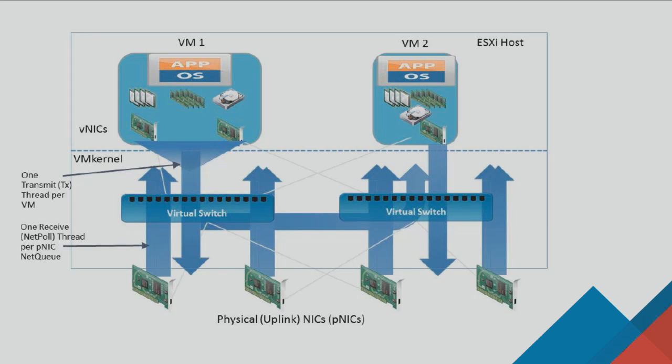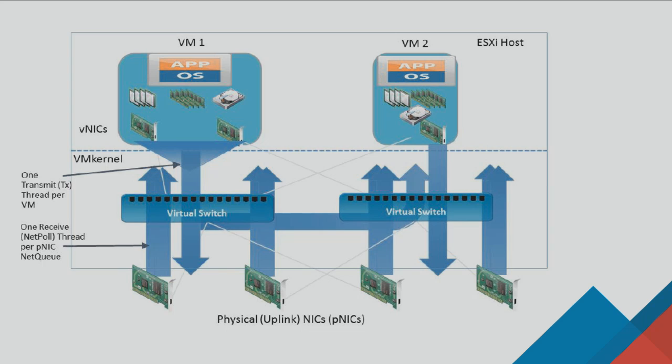So, put that in a diagram. It's not the nicest diagram, but from VMware official documentation, you will see on the top that you'll have the VM with the actual vNICs configured to it, and that's where the TX thread lives, the transmit thread. Then you'll have the virtual switch kernel layer, and on the bottom you'll see the physical uplinks, right? And that's where the Netpoll thread lives.